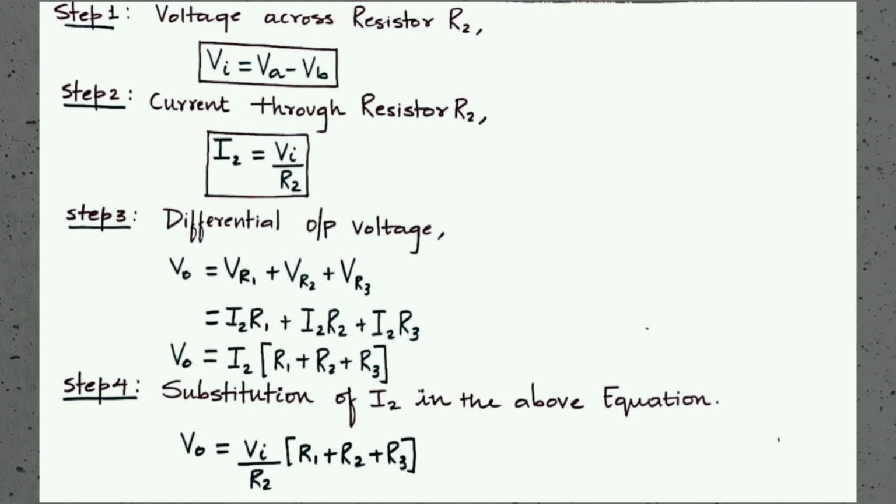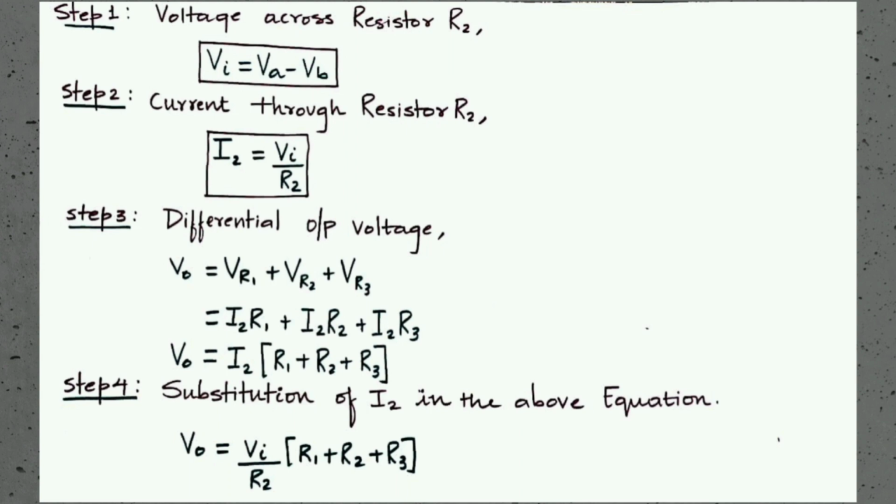Here it's step 1, voltage across resistor R2. In stage 1, your resistor R2 will act as an input resistor. So at that input resistor, your voltage is nothing but the input voltage. So VI is equal to VA minus VB. Why are we considering both of them? Because there are two ideal op amps. The first op amp has VA applied voltage, and the second op amp has VB applied voltage. So your input voltage will be VI is equal to VA minus VB.